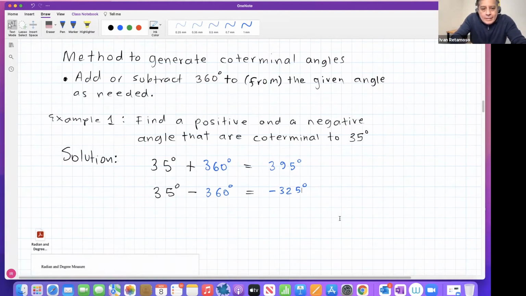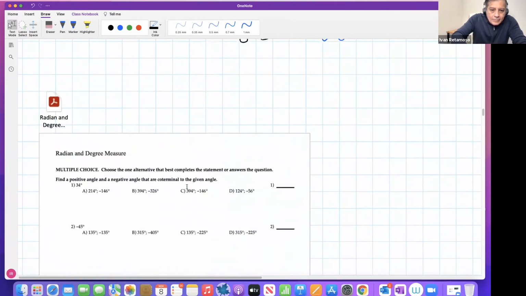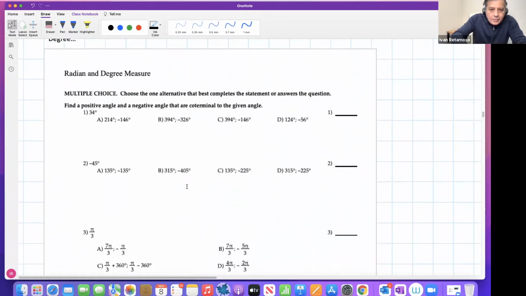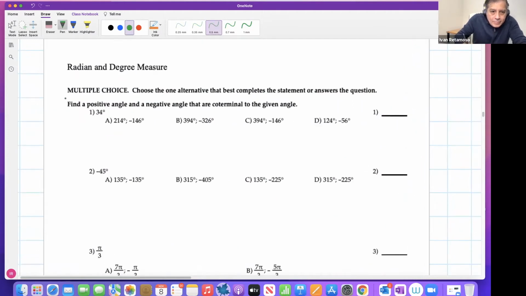So now, guys, I want you to practice on this technique to generate coterminal angles. So I want you to work on these two exercises. And again, remember the hint is to generate positive coterminal angles, simply add 360, and to generate a negative coterminal angle, subtract 360, right? Can you do that, number one? Try, guys.